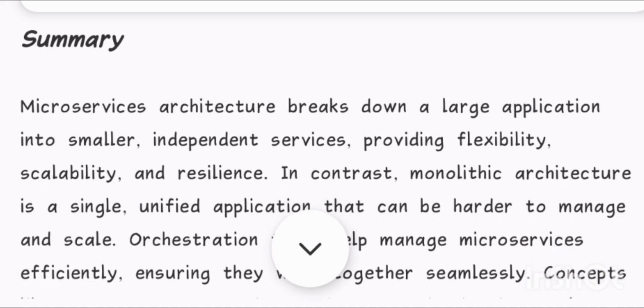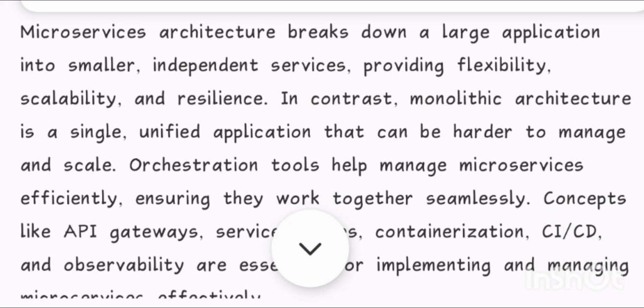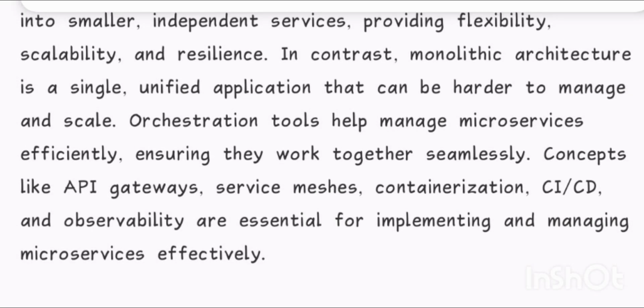Summary. Microservices architecture breaks down a large application into smaller, independent services, providing flexibility, scalability, and resilience. In contrast, monolithic architecture is a single unified application that can be harder to manage and scale. Orchestration tools help manage microservices efficiently, ensuring they work together seamlessly. Concepts like API gateways, service meshes, containerization, CI/CD, and observability are essential for implementing and managing microservices effectively.